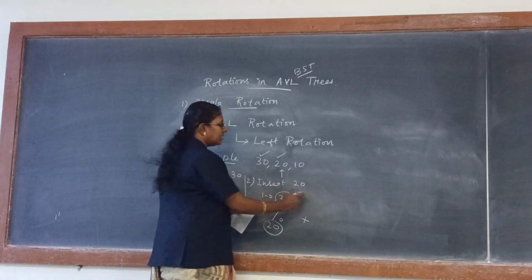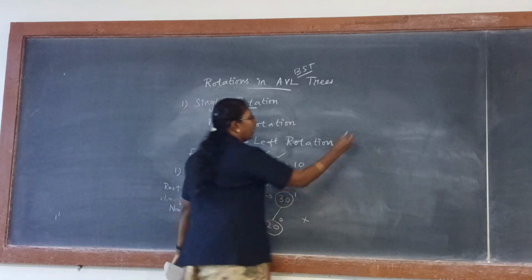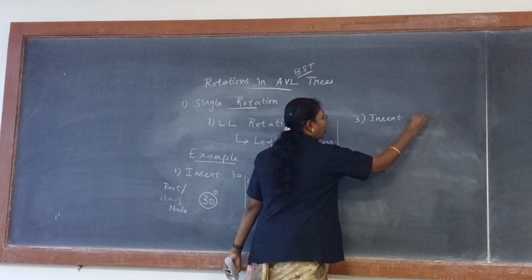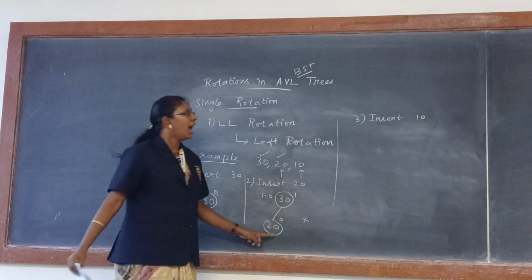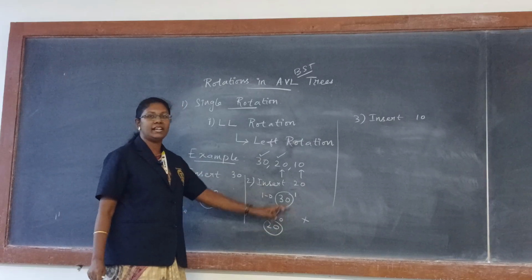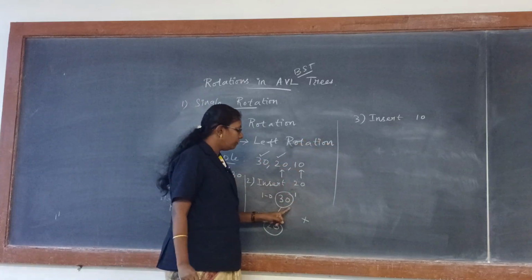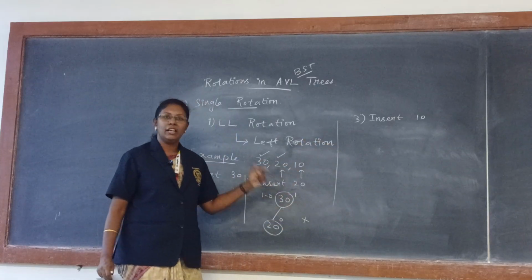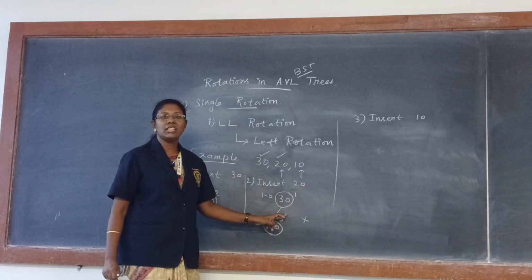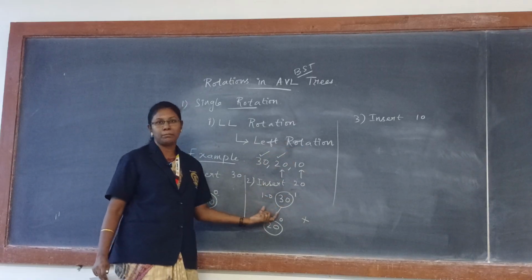Now I'm going to insert the value 10 as the third step. If I am inserting the value 10 in this tree, I need to compare this 10 with 30 and 20, as we have already inserted these two nodes in the AVL tree. While comparing 10 with this 30, 10 is the smallest one. So I need to place the 10 in the left subtree of 30.